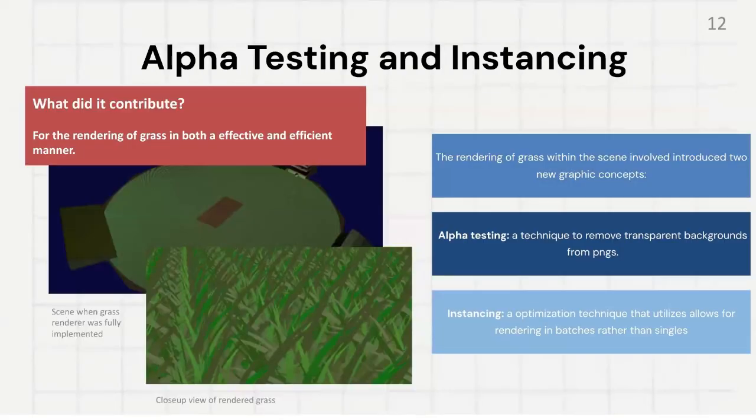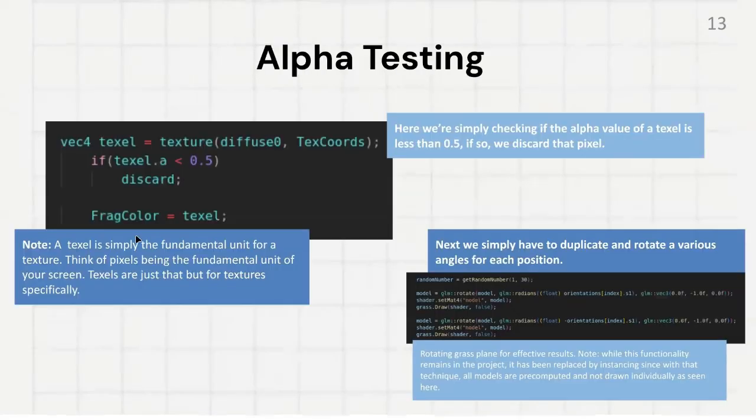So next thing I want to talk about is alpha testing and instancing, which was used to create the grass in our scene. So alpha testing is just a technique to remove transparency in an image, and instancing just allows for the rendering in batches rather than singles. So here you can see the alpha fragment shader, whereby we're simply checking if the texel value is less than 0.5, and if so, we discard it.